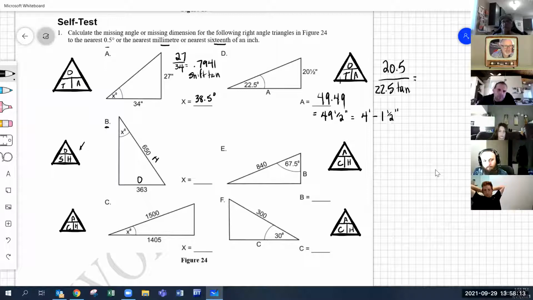And so it says take the opposite, 363, and divide it by the hypotenuse. So 363 divided by 650 is 0.558, lots of decimals, and then hit shift sine. And that gives me my angle of 34 degrees.